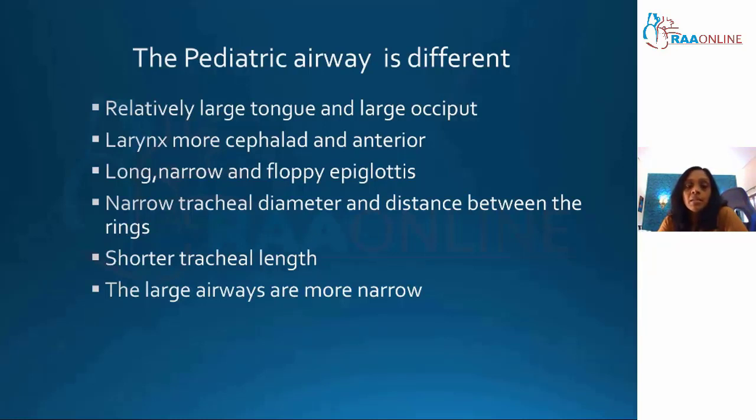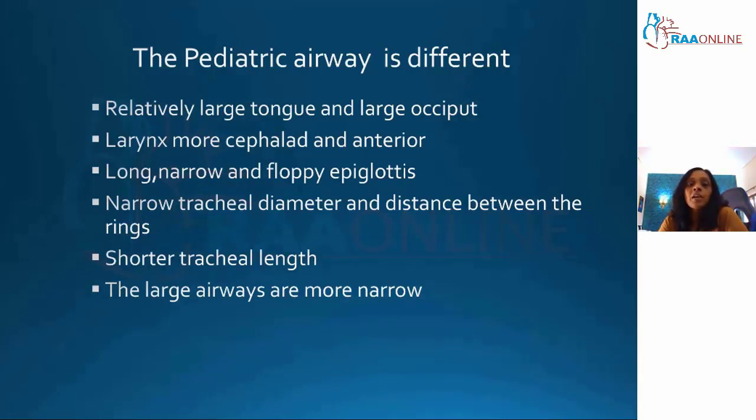The tracheal diameter is narrow and the distance between the tracheal rings is also shorter. So a child with any kind of upper airway obstruction, be it an anatomic obstruction or a physiologic obstruction, especially in young kids below 2 years, below 5 years.